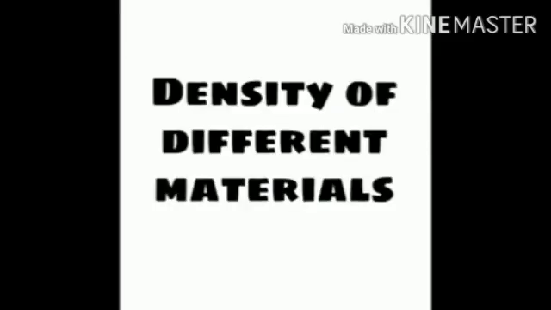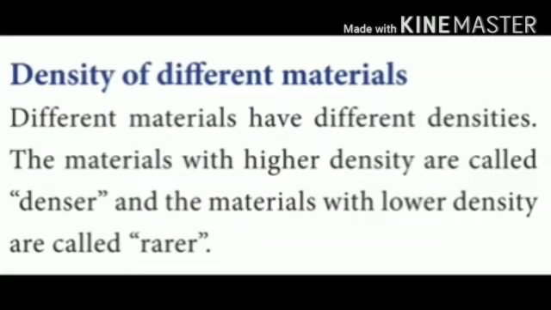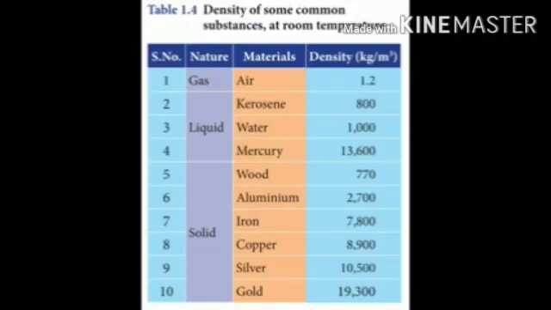Let's see density of different materials. Different materials have different densities. The materials with higher density are called denser and the materials with lower density are called rarer. Children, see the tabular column. Density of some common substances at room temperature.